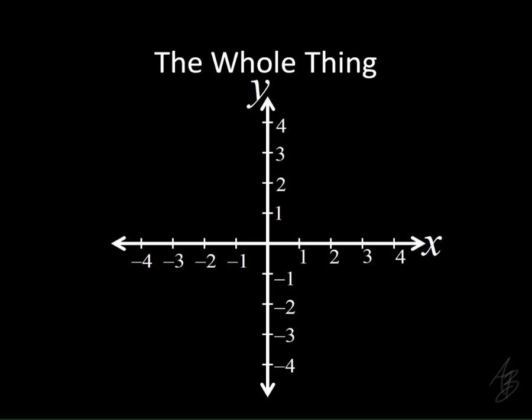So when we put it together, this whole thing here is really just two number lines put together. Now, what is this whole thing called? Anybody know what we call this? All right, so when we put them together, we get what we call the coordinate plane.